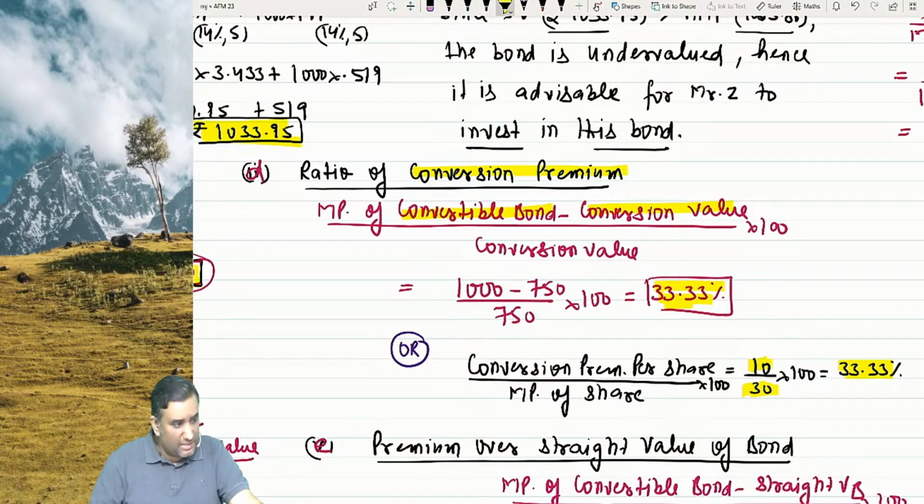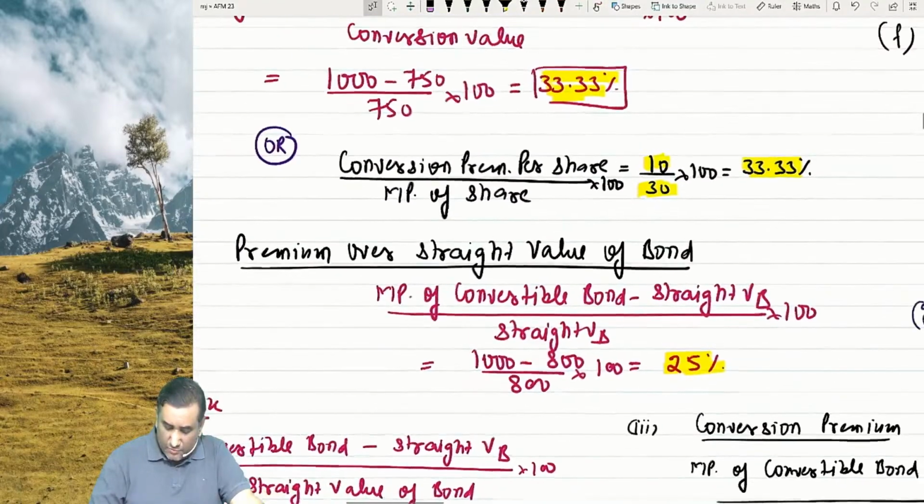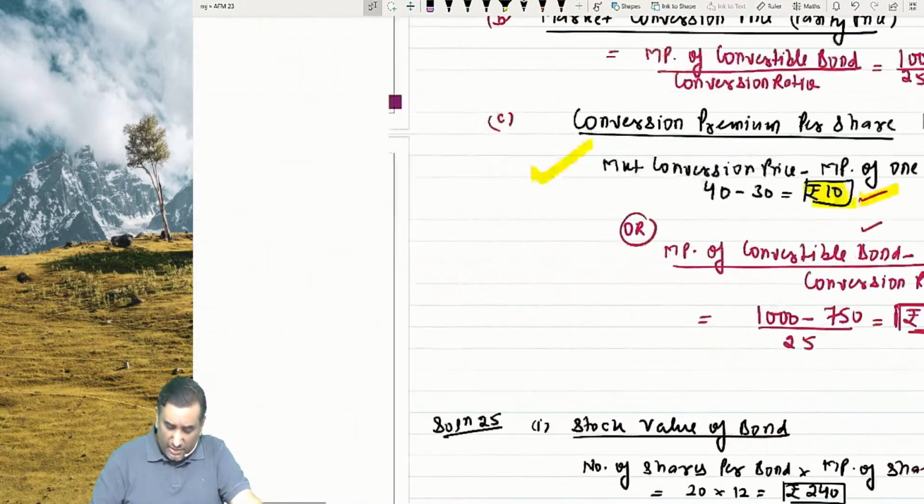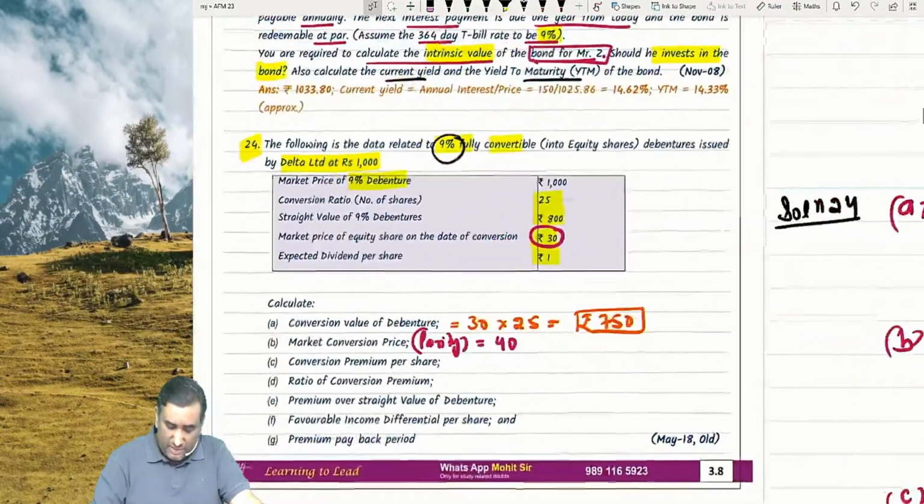The next part is clearly asking premium over straight value. Premium over straight value of bond. Straight value of bond is what? Intrinsic, or you can imagine fundamental value without convertibility option. 800, how did you get? Did he give it or did we calculate? He has given straight value of debenture.